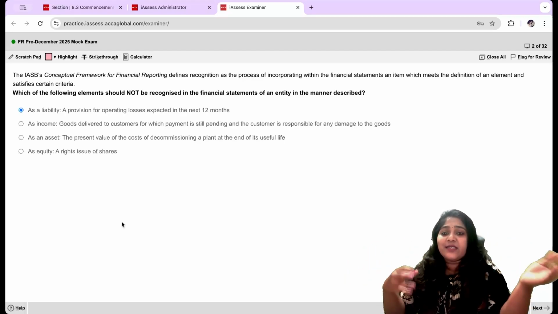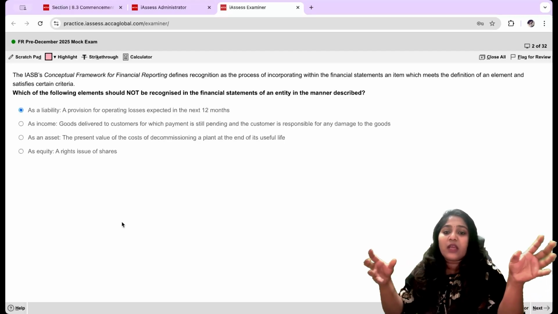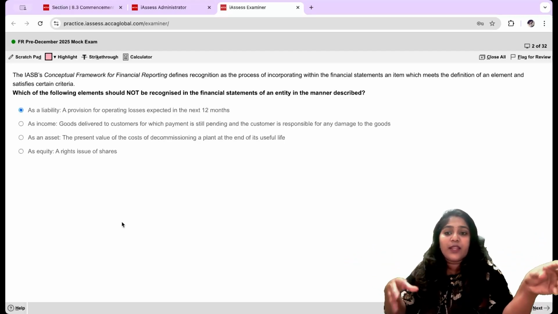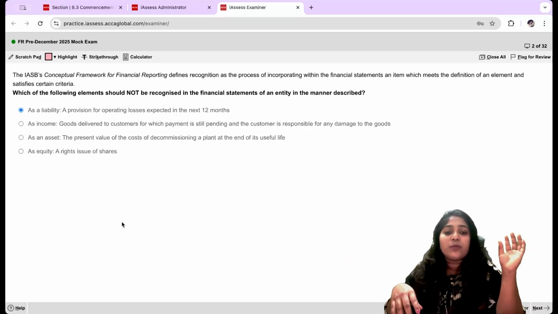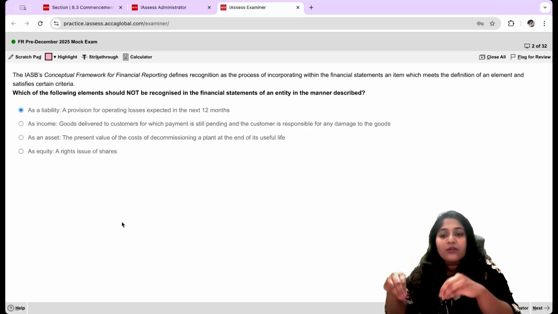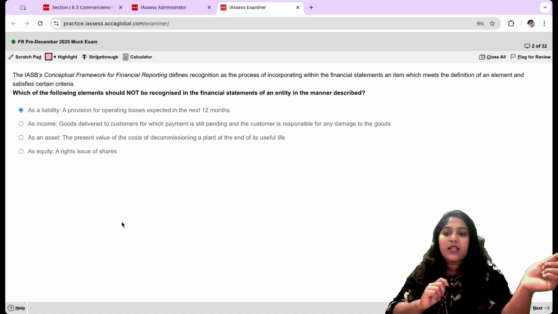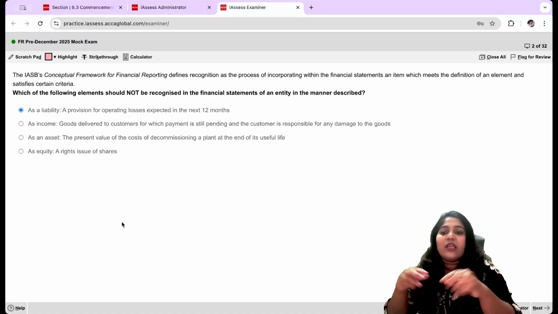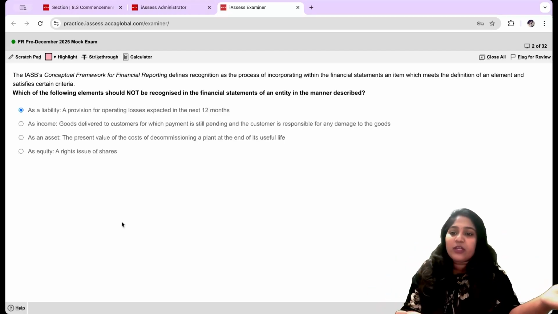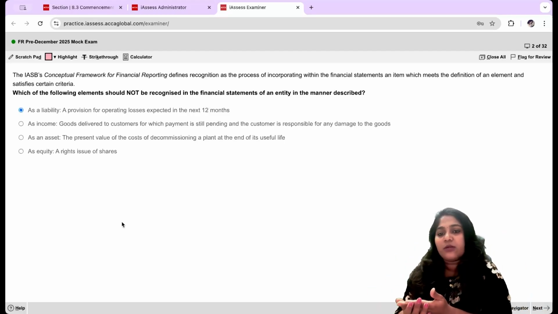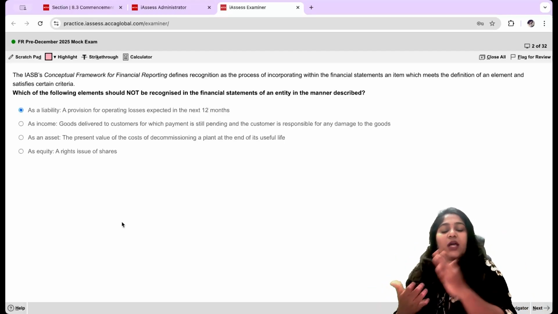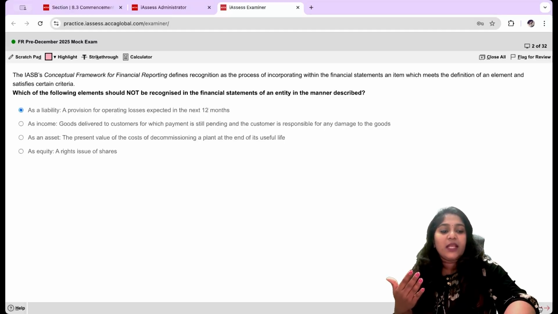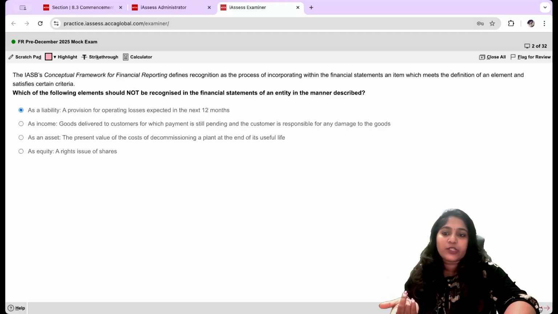And as an asset, the present value of the cost of decommissioning a plant at the end of its useful life. If we all remember the initial measurement of IAS 16 property, plant and equipment, we have something called decommissioning cost. So we will discount it to the present value and we will consider that as my asset. That is also right. Next, as equity, rights issue is a default equity, guys. There shouldn't be a second question about it. So the answer has to be option A, and I can straight move to the next question.